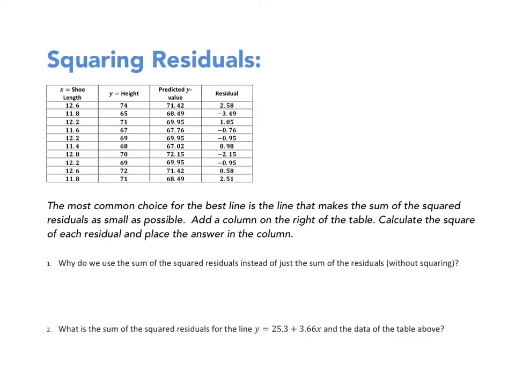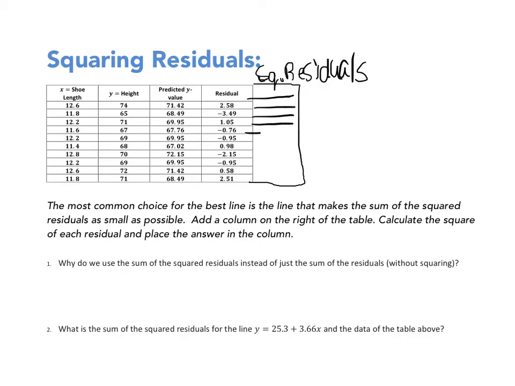So the most common choice for the best line is the line that makes the sum of the squared residuals as small as possible. So what we need to do is add a column over here that is going to be our squared residuals. Now this table comes right from the work that we did yesterday in class with the shoe length and height of men. So I'm just going to go ahead and square all of these values, and then I'm going to add them all up for a total at the bottom.